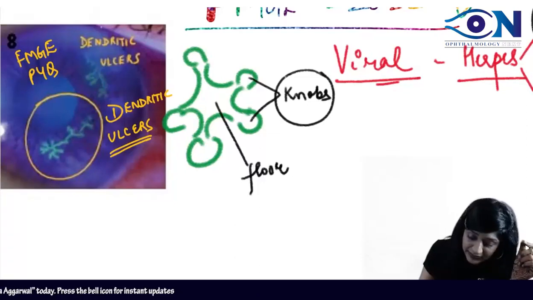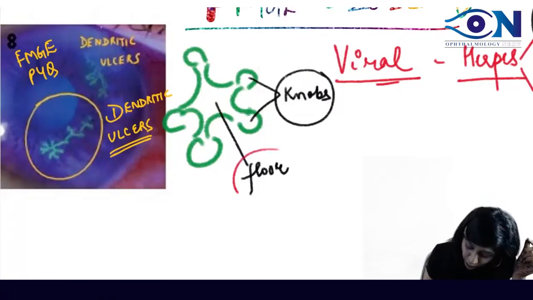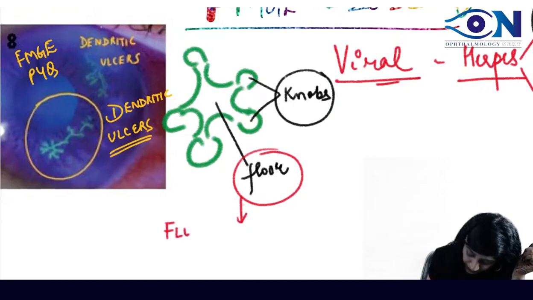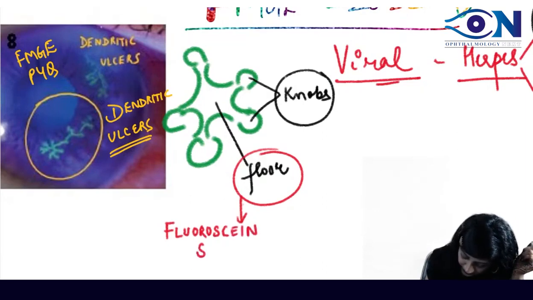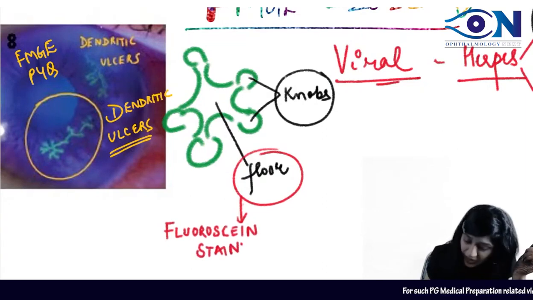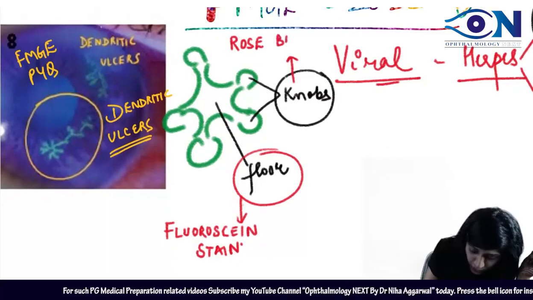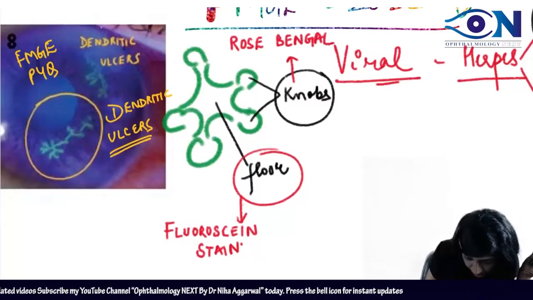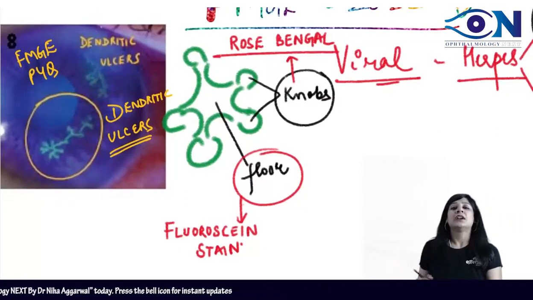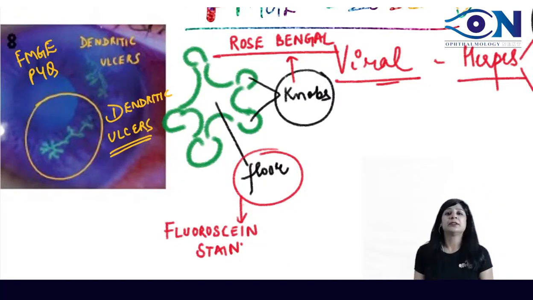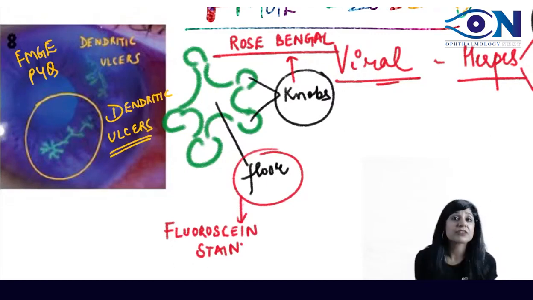Now if you look at the stain, floor, F for F is stained by the fluorescein. It is the fluorescein stain, and the knobs by rose Bengal stain. Now, who is going to tell me the treatment of this herpes simplex keratitis, dendritic keratitis specifically? Candida will also cause same type. Candida bhi fungal hai, so all the characteristic features of the fungal will apply to the candida also.